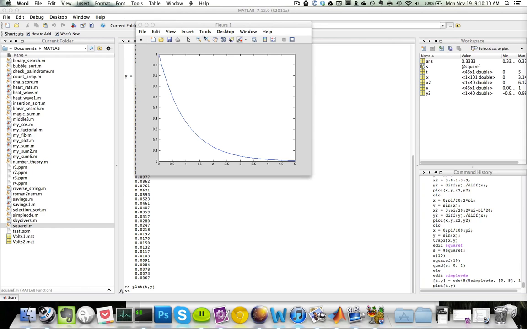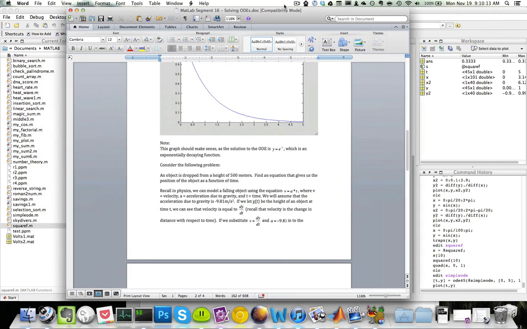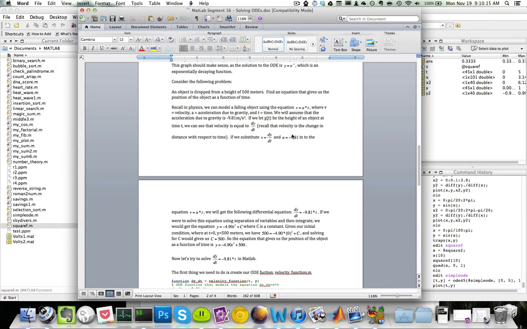Now consider the following problem. An object is dropped from a height of 500 meters. Find the equation to give us the position of the object as a function of time. Recall that in physics, we can model a falling object using the equation v is equal to a times t, where v is velocity, a is acceleration due to gravity, and t is time. We'll assume that the acceleration due to gravity is negative 9.81 meters per second squared.